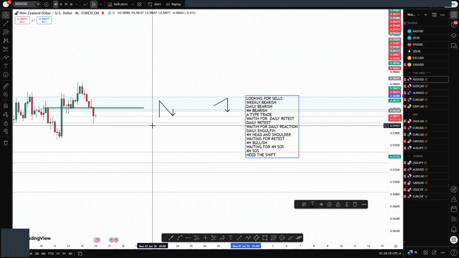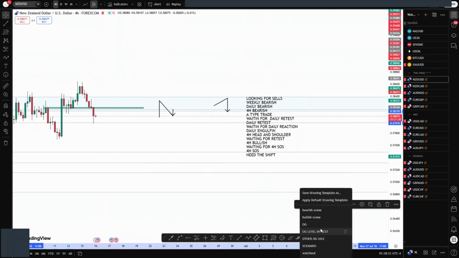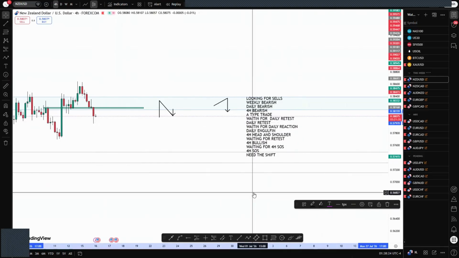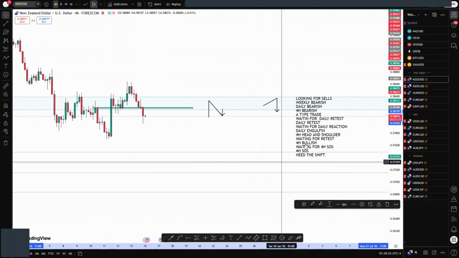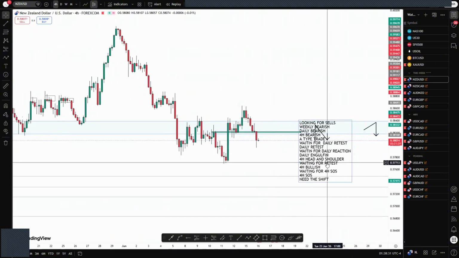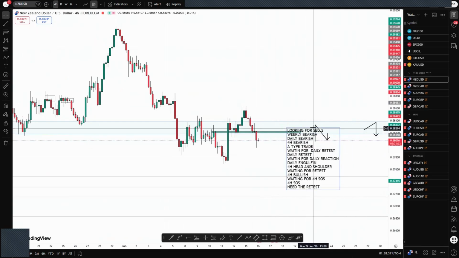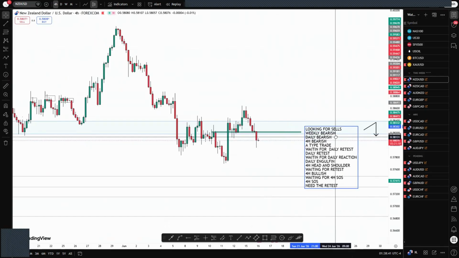This is what we are looking at. This is what we are looking at.